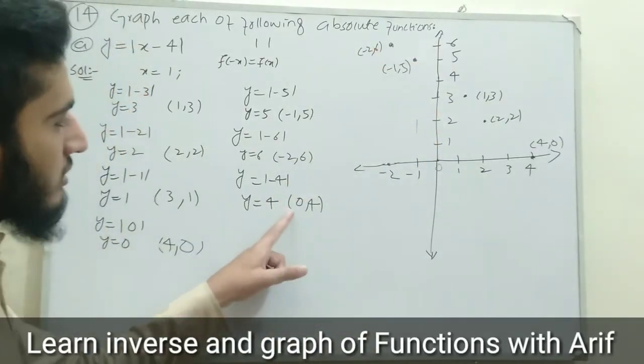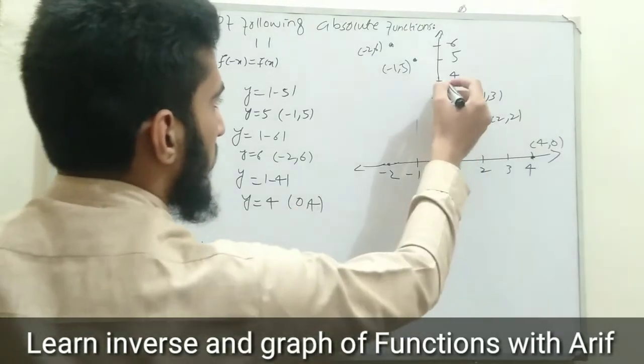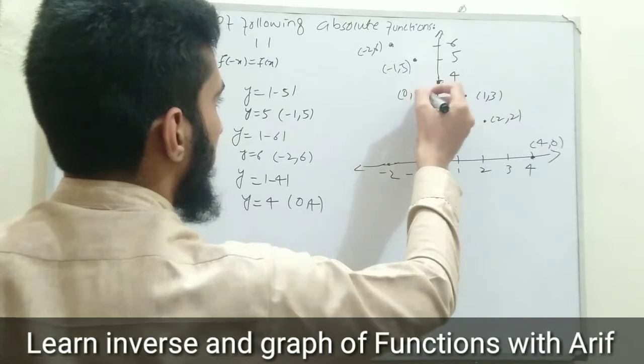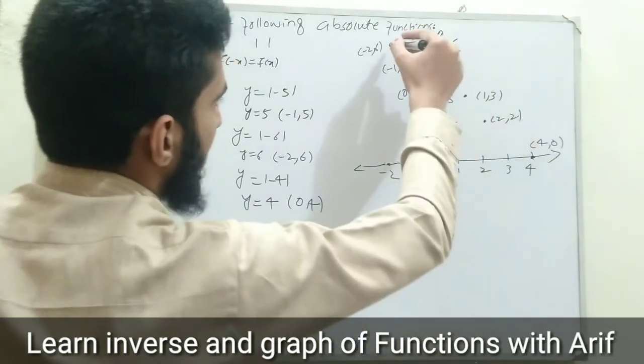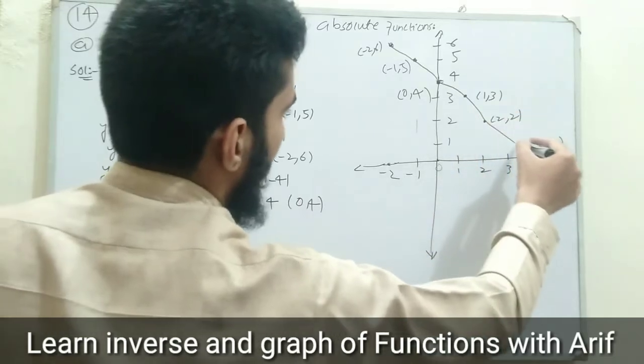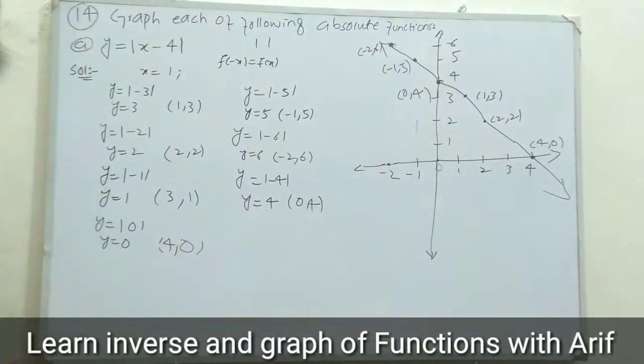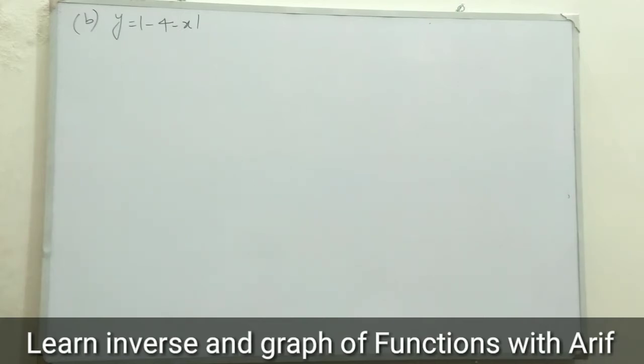After this we have x is 0 and y is 4, so the point will be over here, (0, 4). The graph of the function will pass through these points, so it will be just like this. This is the graph for part A. Now we are going to draw the graph of part B of question number 14.